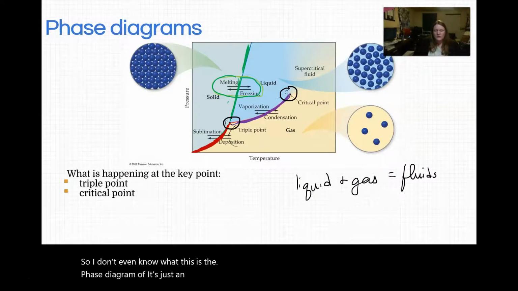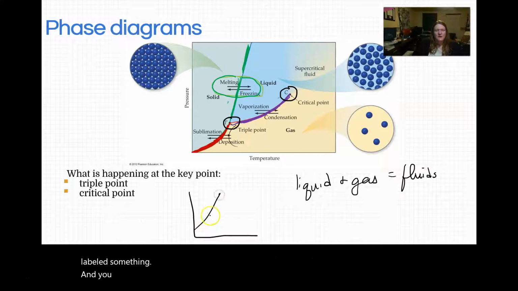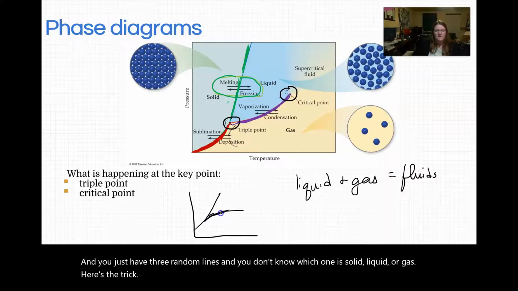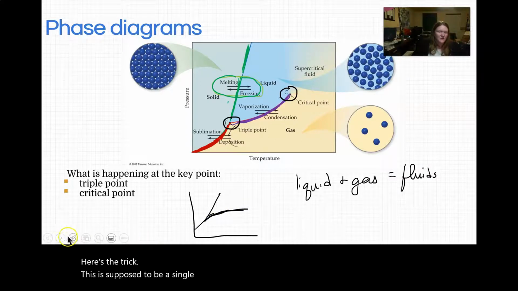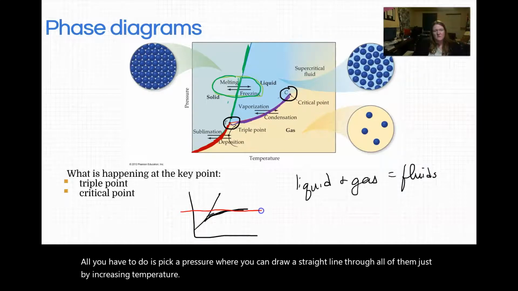I do want to show you though, when they have not labeled something and you just have 3 random lines and you don't know which one is solid, liquid, or gas, here's the trick. This is supposed to be a single line. All you have to do is pick a pressure where you can draw a straight line through all of them just by increasing temperature. Okay?